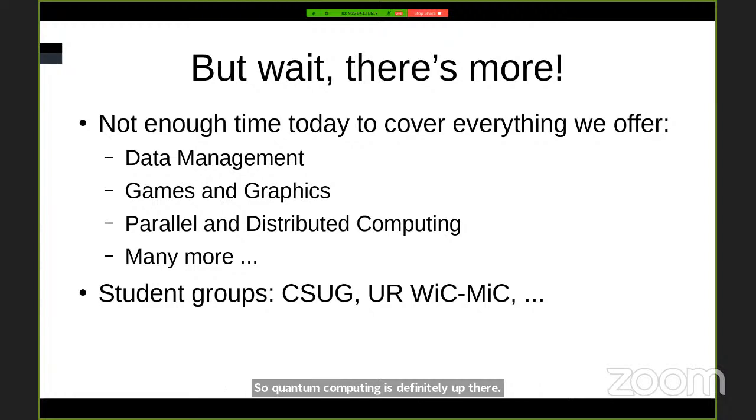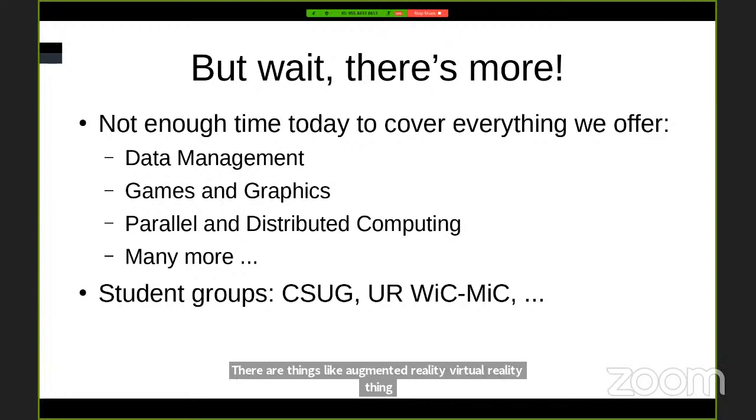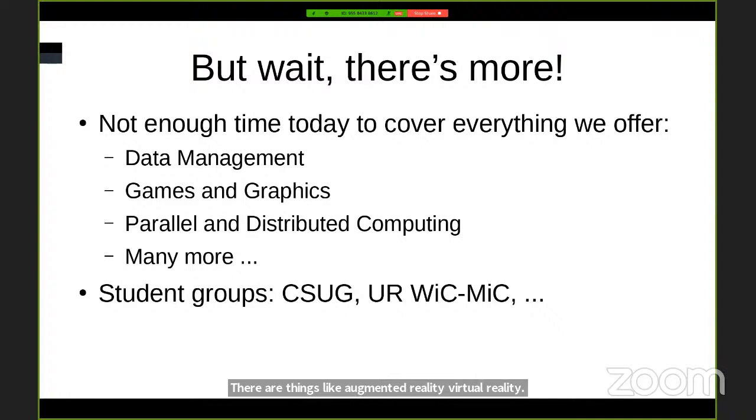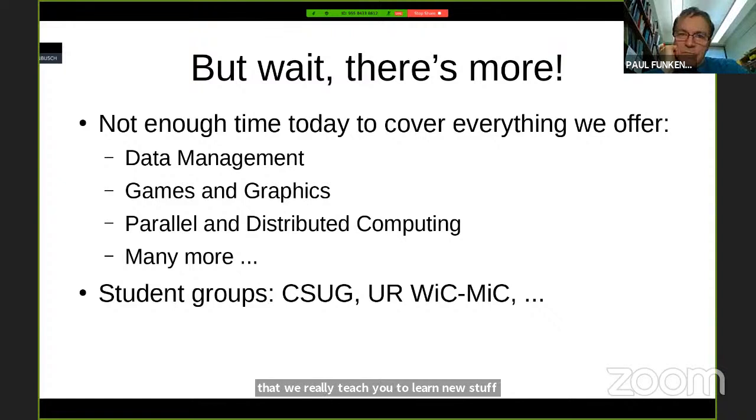There are things like augmented reality, virtual reality, things like that. But they're not what you will call foundational changes. Okay. But we definitely prepare you for everything. One of the enduring truths in computer science is that it changes so quickly with new stuff coming along that we really teach you to learn new stuff. So that by the time something new comes along, you can actually get onto it as well.